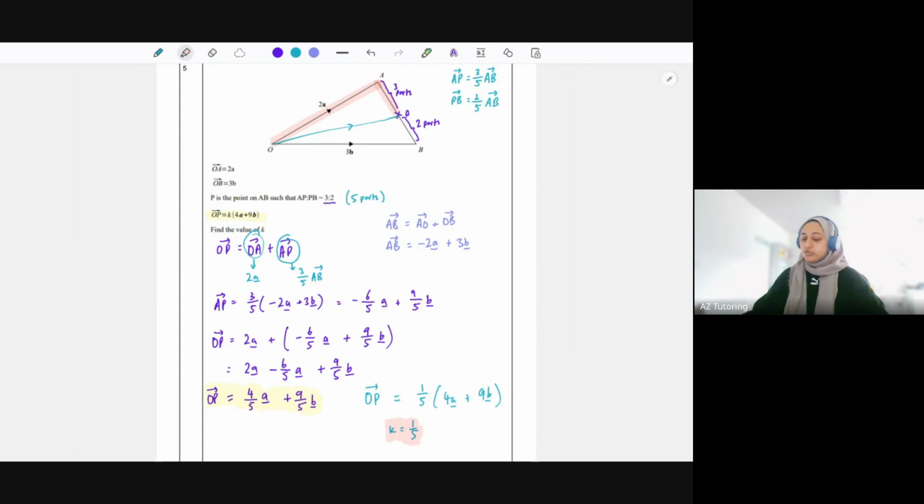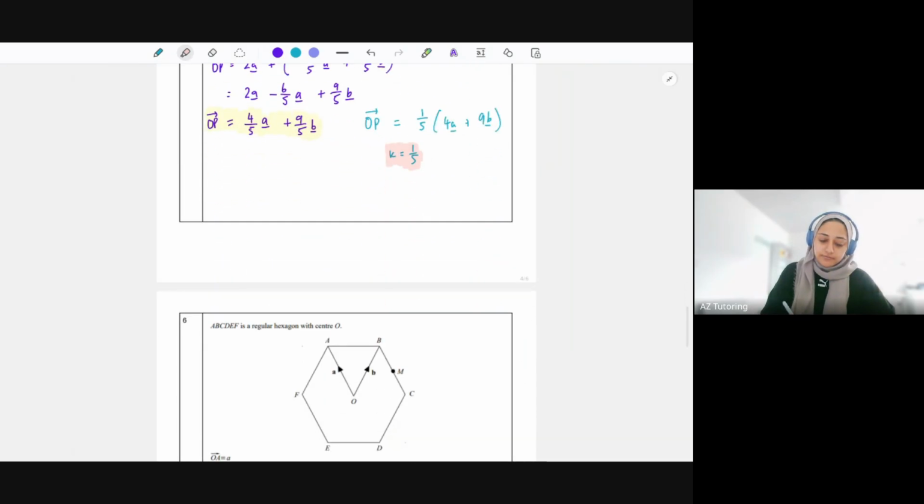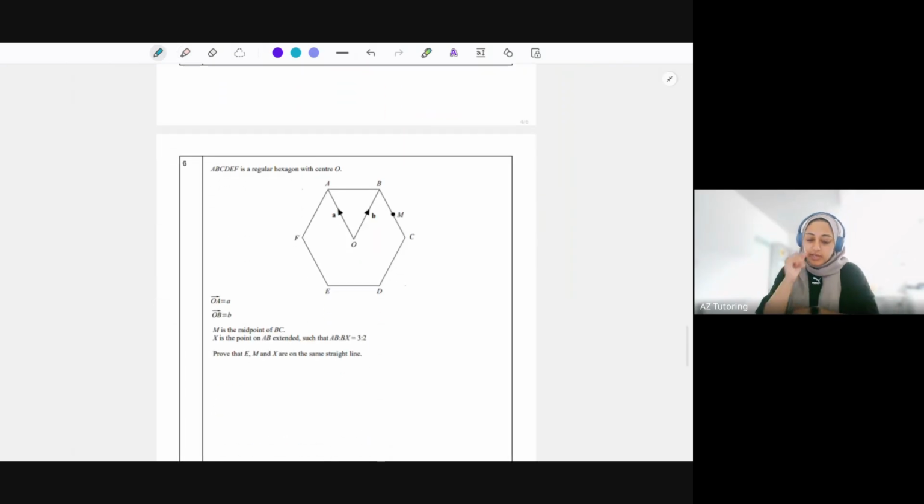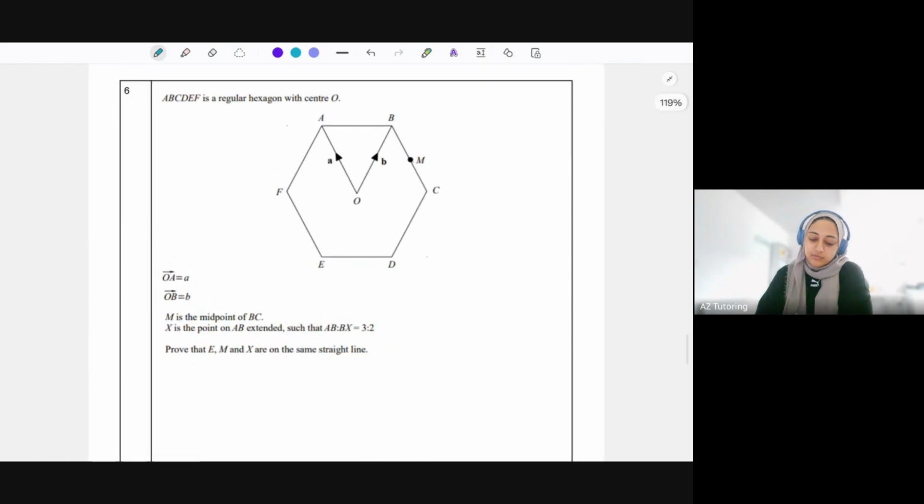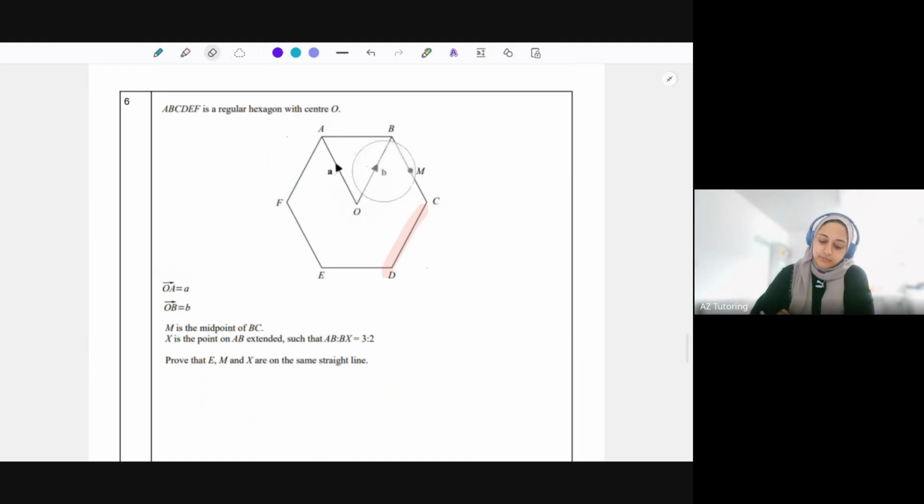So moving on to question 6. We've got A, B, C, D, E, F is a regular hexagon with center O. Just like that last question, it's a regular hexagon, meaning that this is parallel with this, which is parallel with this, so they're all the same vector. So DC is B, FA is also B. Likewise with this, OA being A, then EF would be A, CB would also be A. So that's the relevance of telling us it's a regular hexagon.